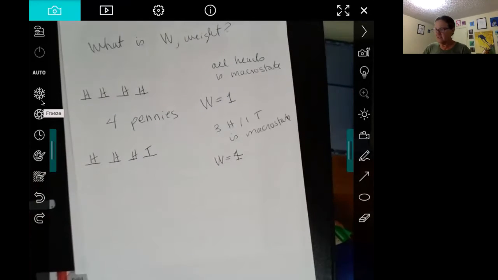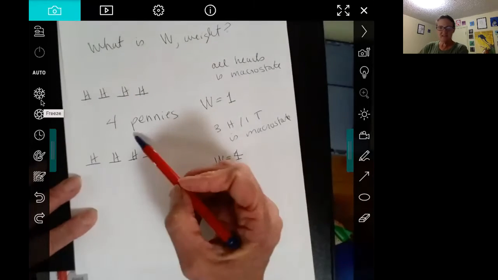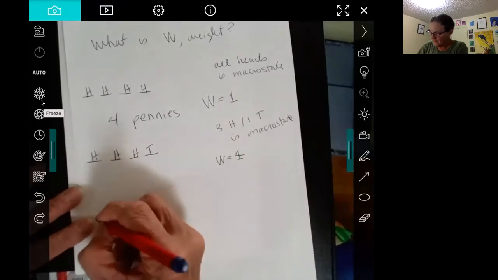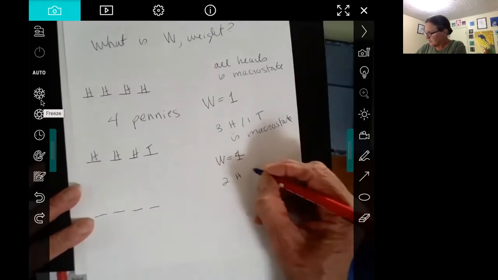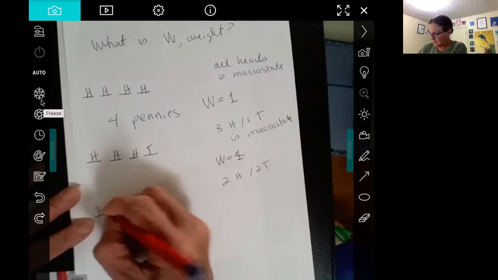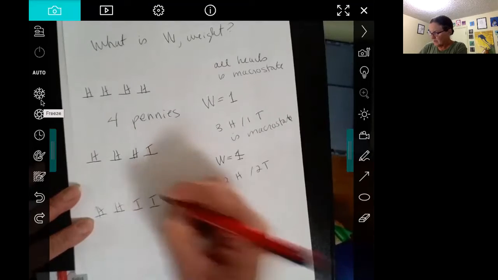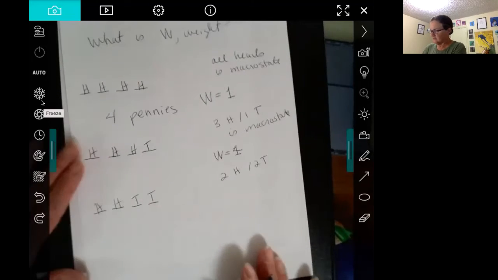So immediately you see that rolling 3 heads and 1 tail is going to be 4 times as likely as rolling all heads. Now, if we think about the most probable state, 2 heads, 2 tails, how many ways can you roll 2 heads and 2 tails?